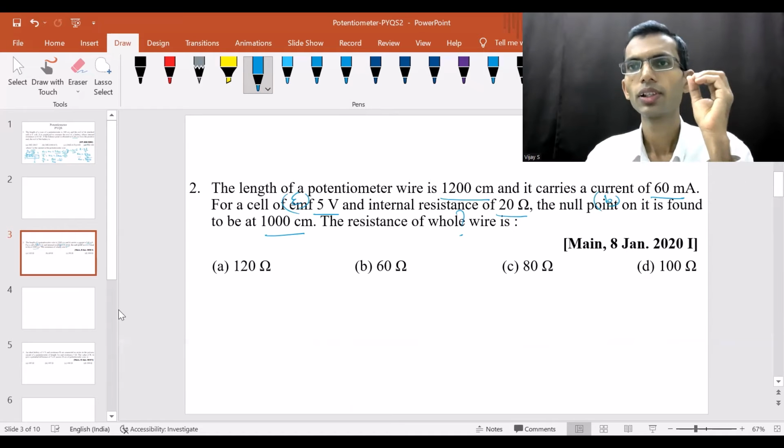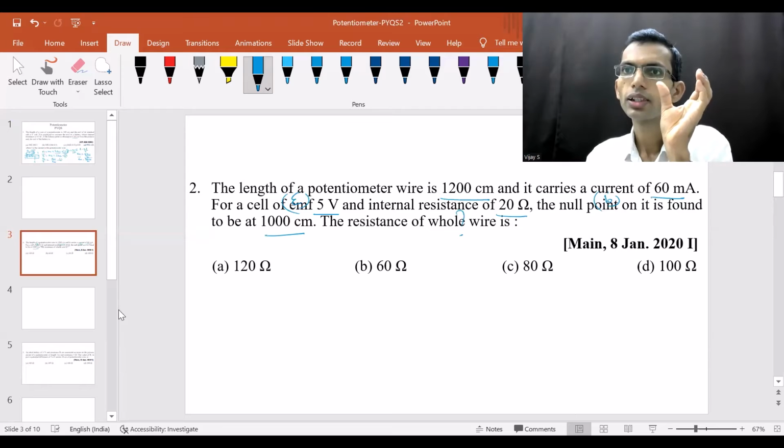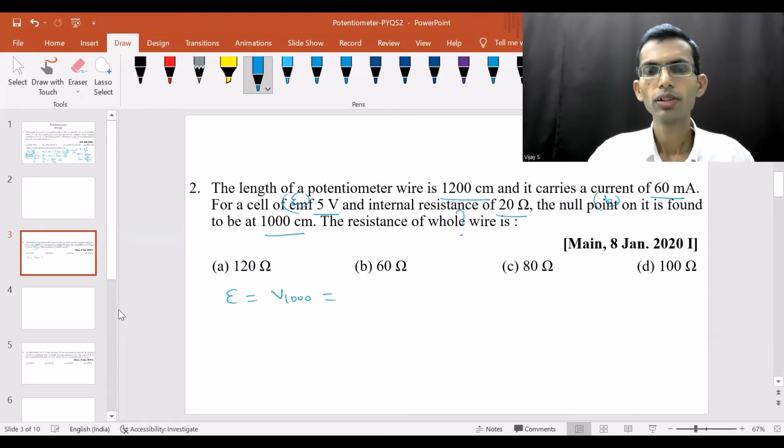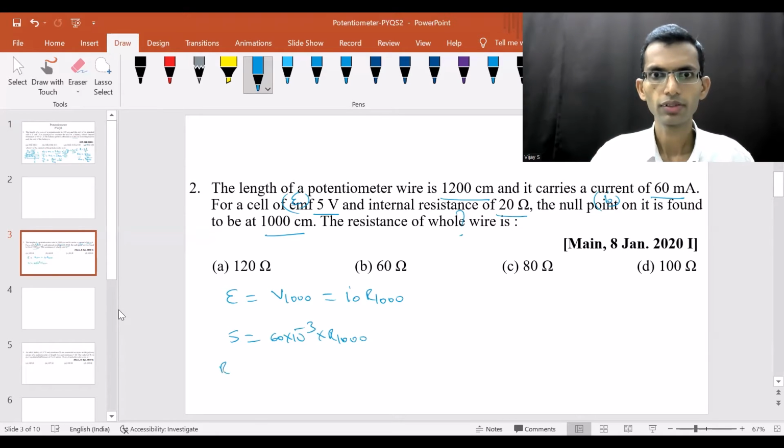At the balance point, the cell EMF becomes equal to the potential difference across the length over which balance is obtained. So E becomes equal to V1000, the potential difference across 1000 centimeters, which becomes equal to I0 into R1000 from Ohm's law. Right. Yeah, he gave that as 5 volts, and I naught as 60 milliamps, 60 into 10 power minus 3. R1000 is the resistance of the 1000 centimeter wire.